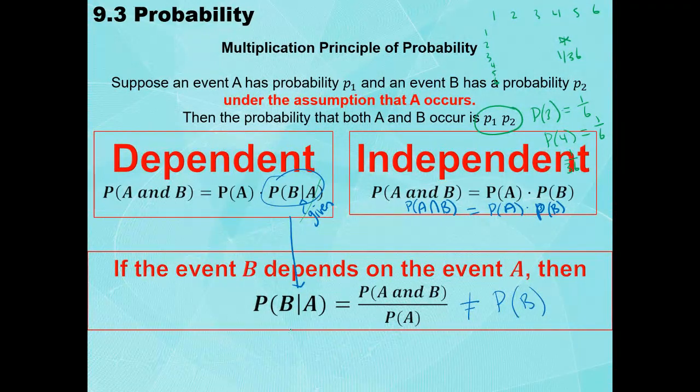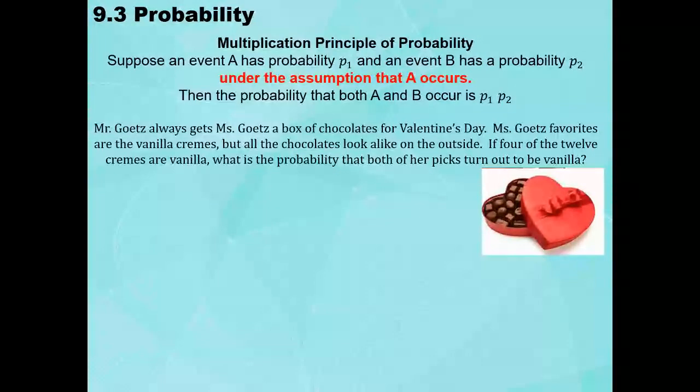So the probability of B given A is the probability of A and B over the probability of A, right? It's like you're narrowing in your focus. So let's take a look. The multiplication principle property, we're going to apply it here.